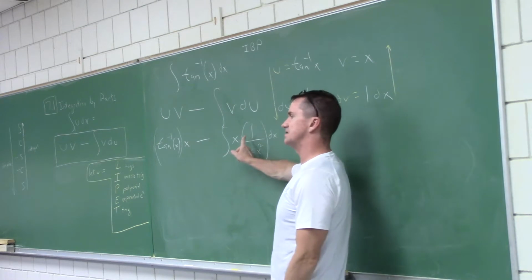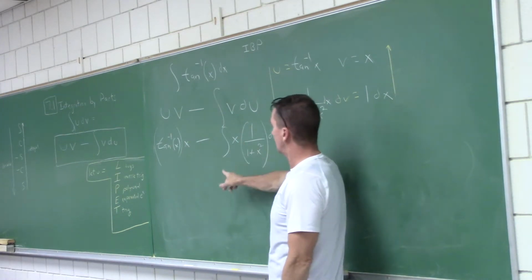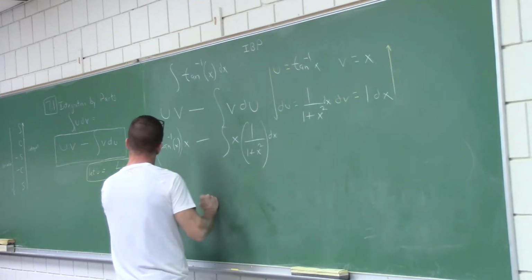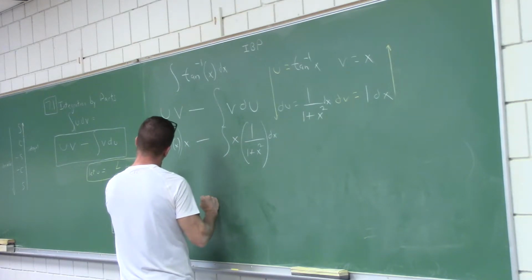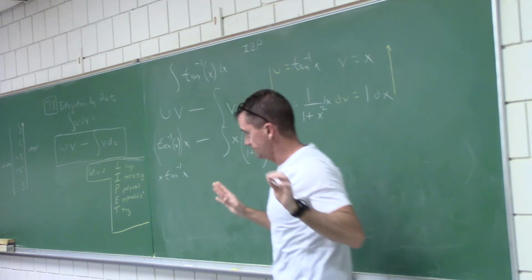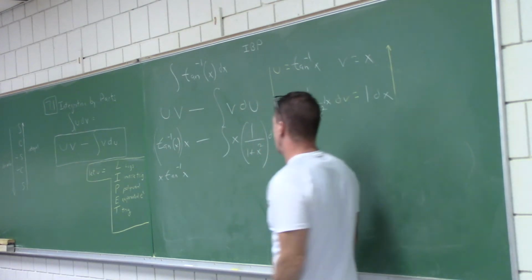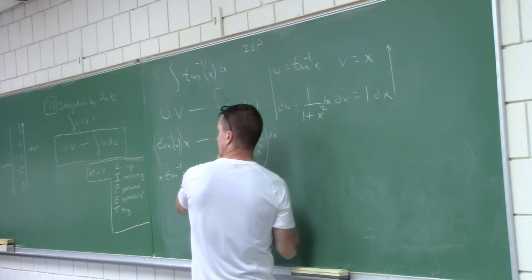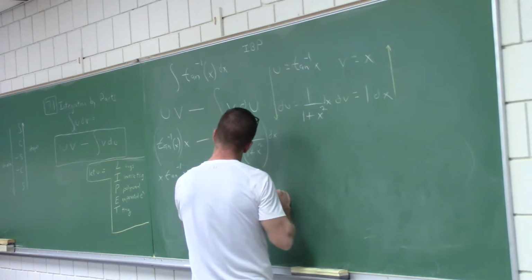You're looking at this and it's scary, but this is not going to be bad at all. I'm just going to rewrite that: x inverse tan x, so I can just write it like that. This looks better. And maybe I'll write this like this, just put the x in the numerator now.